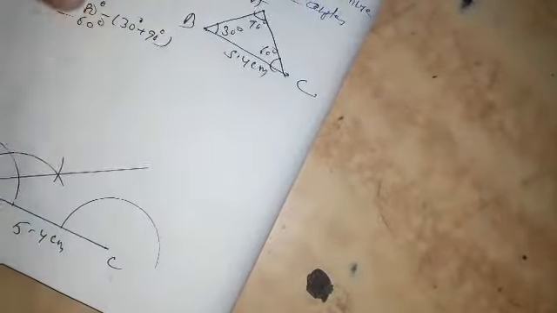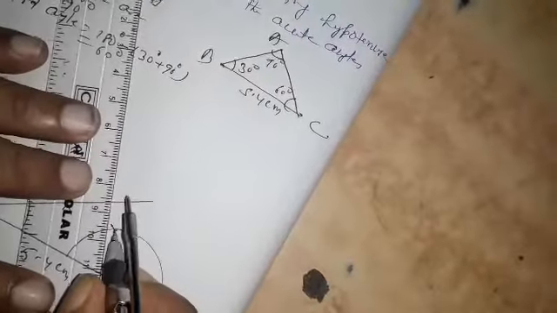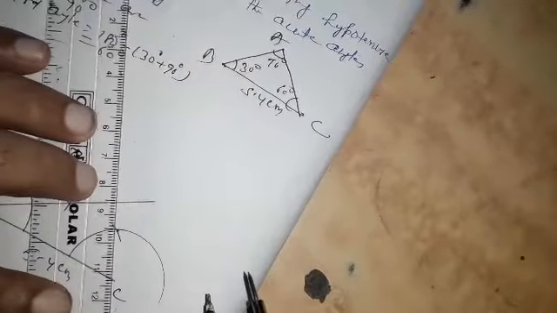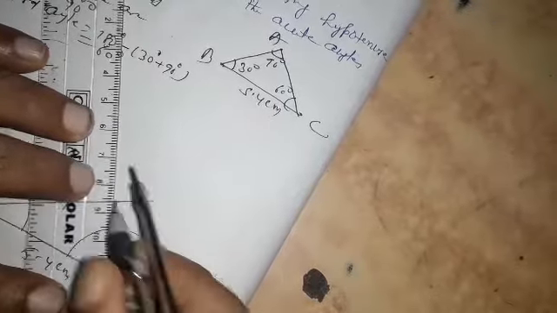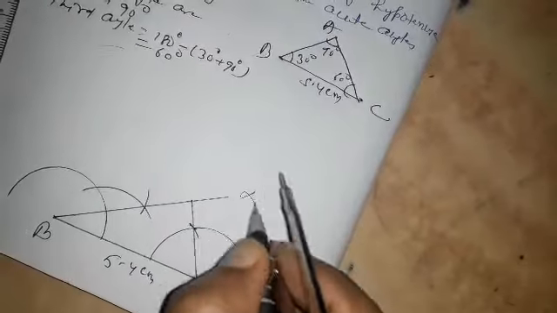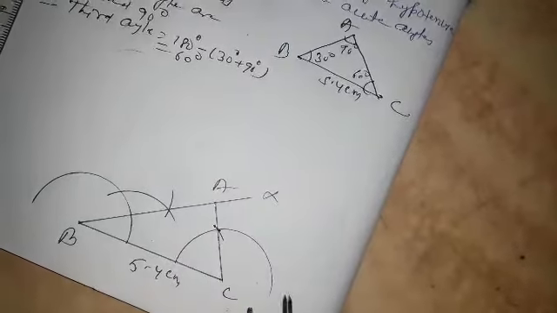Draw another angle at point C which measures 60 degree, and join and produced it, which intersect the previous line segment BX at point A. Thus ABC is the required triangle.